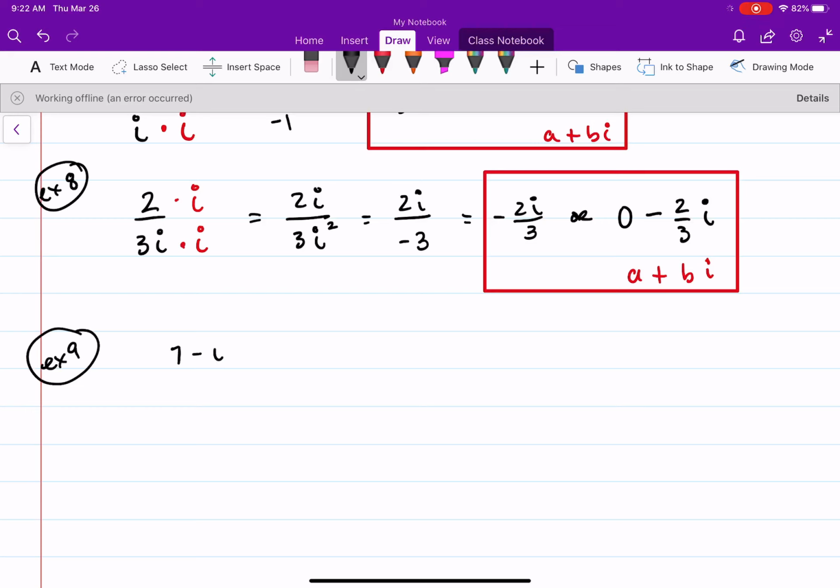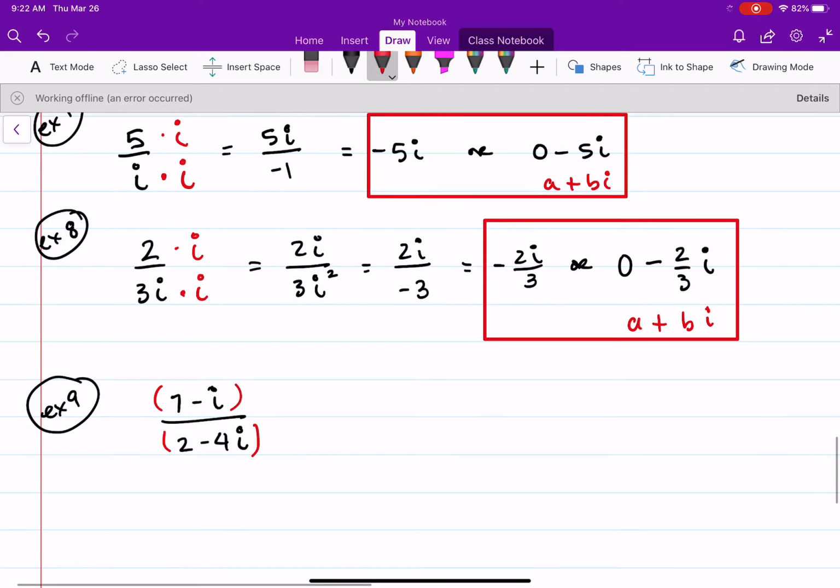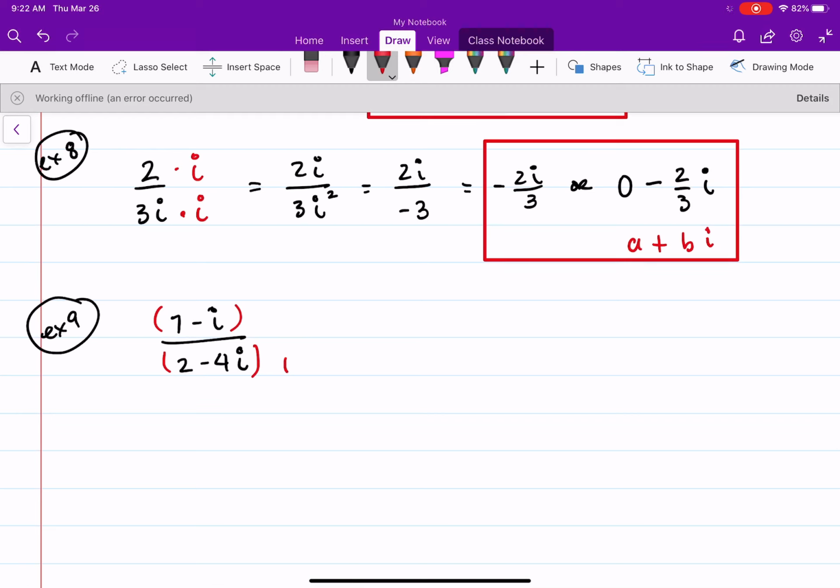Let's say I got (7 minus i) over (2 minus 4i). First of all, these are binomials, so put some parentheses around them. Now, the mistake that people make is that they mix up a monomial denominator versus a binomial. They will tend to say, let me just multiply top and bottom by i. Well, if you look at the bottom, you get 2i plus 4, but the i is still there in the denominator, so that will not work. We can't multiply by i.